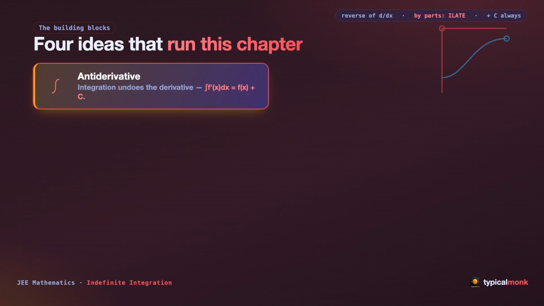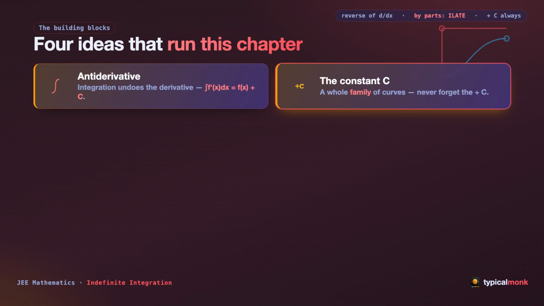The antiderivative. Integration undoes the derivative. The integral of f dash of x dx equals f of x plus a constant c. The constant c, because the integral is a whole family of curves, one for every value of c, you must never forget to add the plus c.